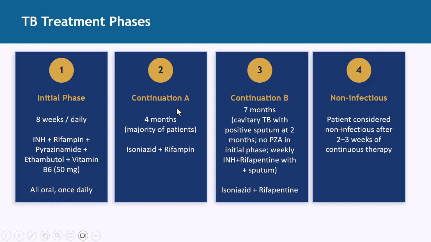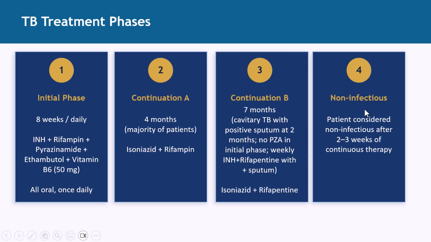After the initial 8 weeks, the patient transitions to the continuation phase. For the large majority of patients, this is option A, that is isoniazid plus rifampicin for an additional 4 months, bringing the total treatment duration to 6 months. However, a 7-month continuation phase is recommended for specific scenarios, that is patients who had cavitary pulmonary TB with positive sputum culture after the initial 2 months of treatment. Patients whose initial phase did not include pyrazinamide for any reason, or patients on a once weekly isoniazid and rifampicin regimen whose sputum culture remains positive at the end of the initial phase, you can use this continuation B.